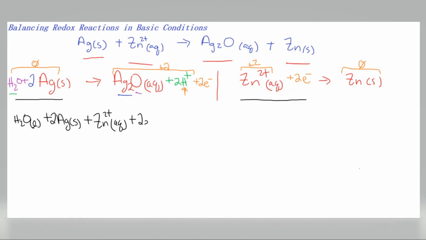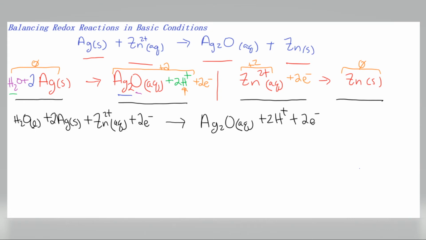2 electrons. Great. Now that is the entire left-hand side if we're combining, and we're going to put down the products by adding a silver oxide species plus 2 protons plus 2 electrons plus your zinc solid. Great. So that would be once you've added both your half reactions back together.